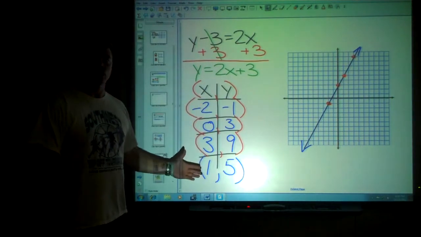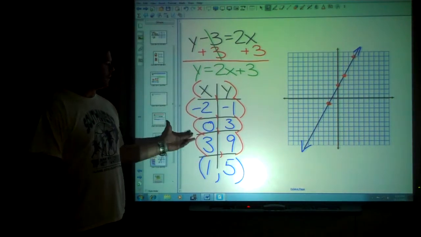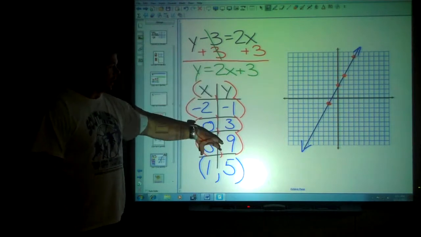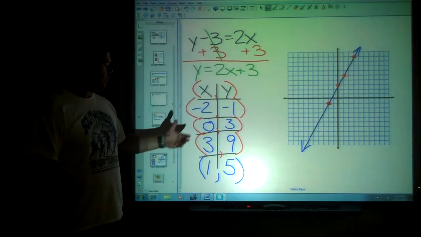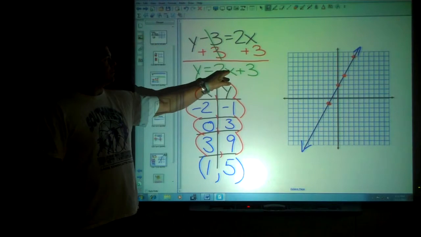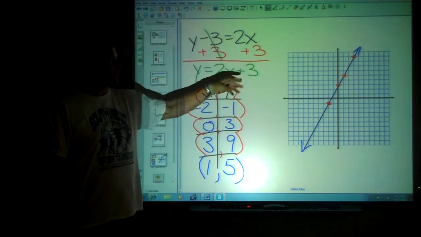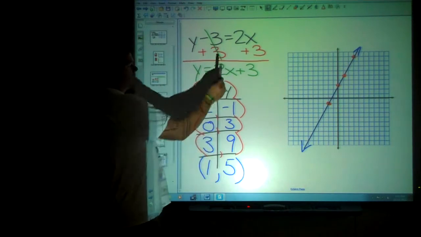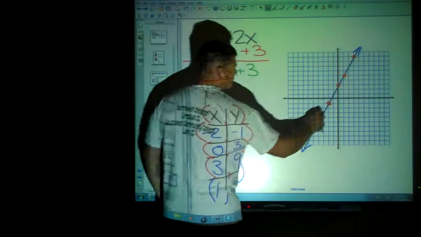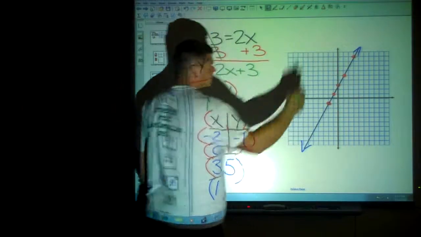It won't matter what you choose. You can choose any number you want for your input, do the math, and get your output, and you'll create an ordered pair. What if you chose -1? That's okay. 2 times -1 is -2. -2 plus 3 is +1. So if we plug -1 in, we get +1 out. -1, +1. Boom. It works.